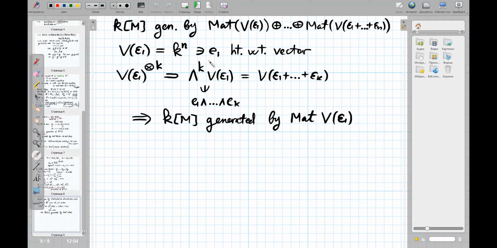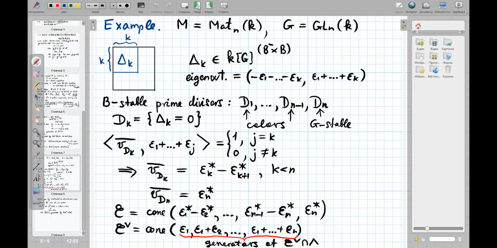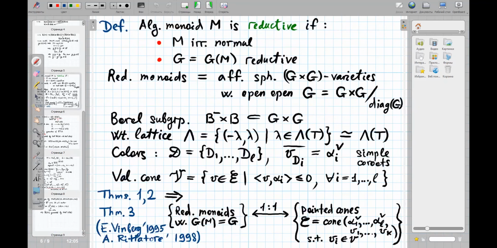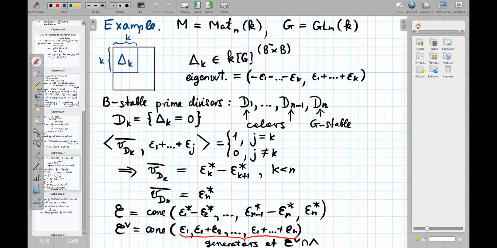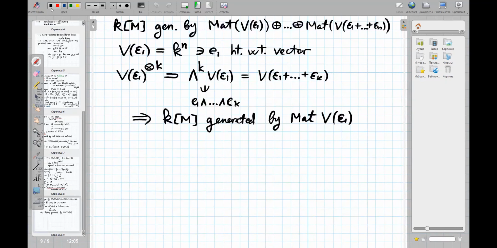Okay, I see that my time is over, so let me put some concluding remarks and give you an exercise to finish this lecture. First of all, Theorem 3, which we proved here, the classification of reductive monoids with the given group of invertibles, has the following corollary, which is not obvious from the definition.